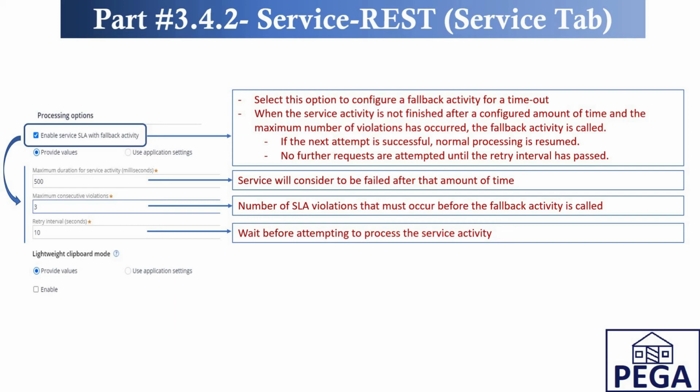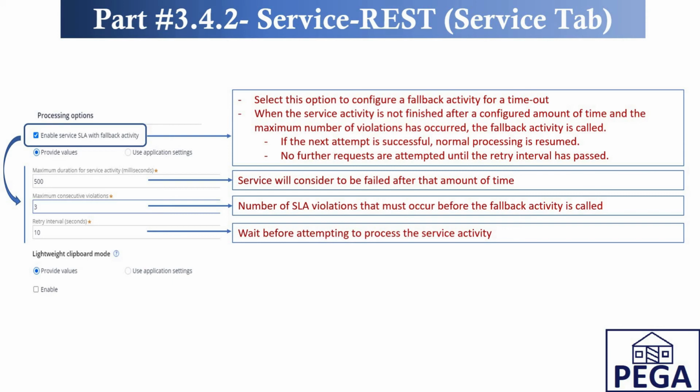Here is how it works: when the service activity is not finished after the configured amount of time, like for example here 500 seconds, and the maximum number of violations is, let's say, 3, which means 3 consecutive requests are getting delayed and taking more than 500 seconds, then this fallback activity will be automatically called. So basically it depends on this configuration.